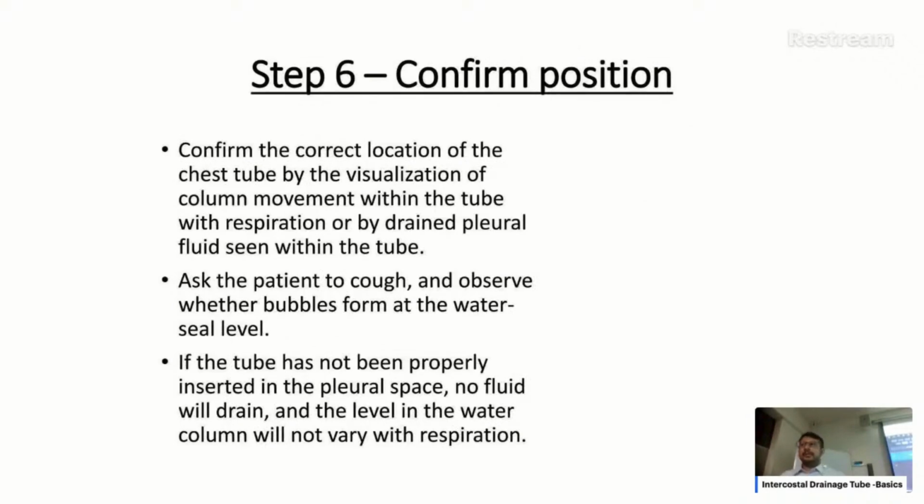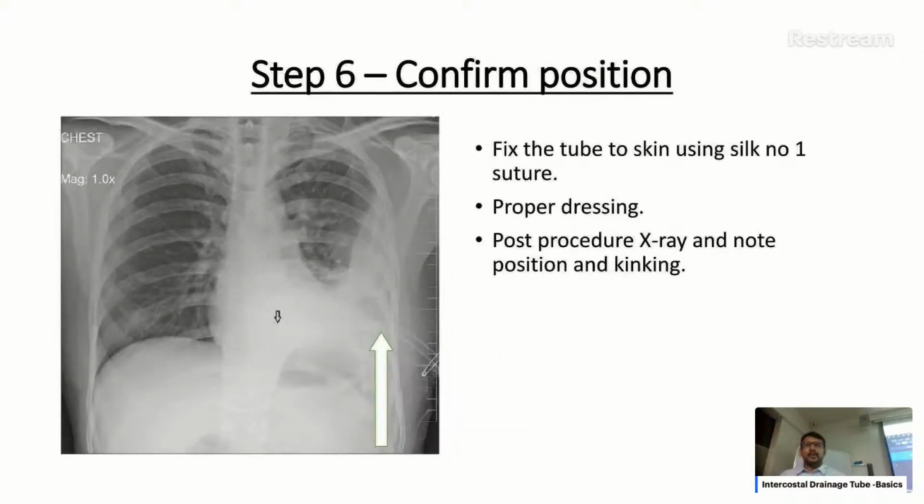Now, how to confirm the position of how we have placed the ICD. To confirm the correct location of the chest tube, by visualization of column movement within the tube with respiration or by drained pleural fluid seen within the tube, we ask the patient to cough and observe whether there are any bubbles from the water seal. If the tube has not been properly inserted in the pleural space, no fluid will drain and the level in the water column will not vary with respiration.